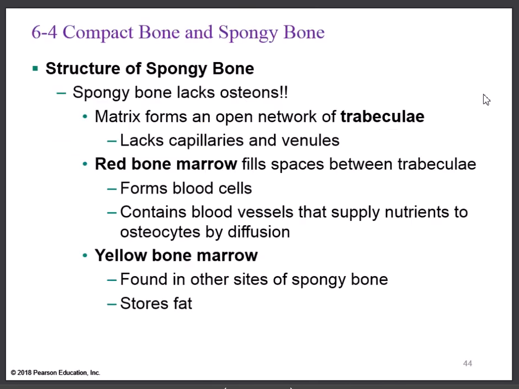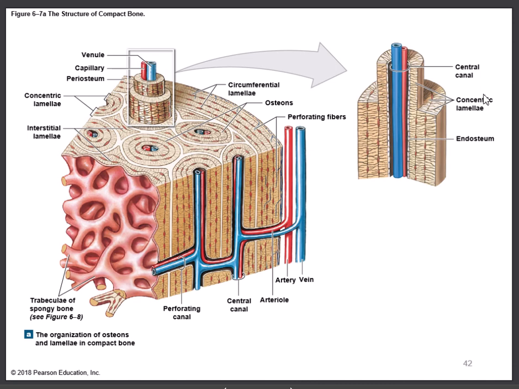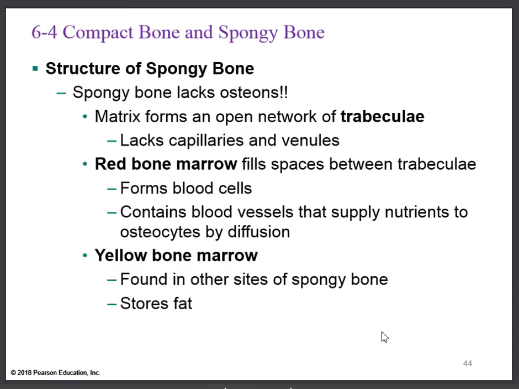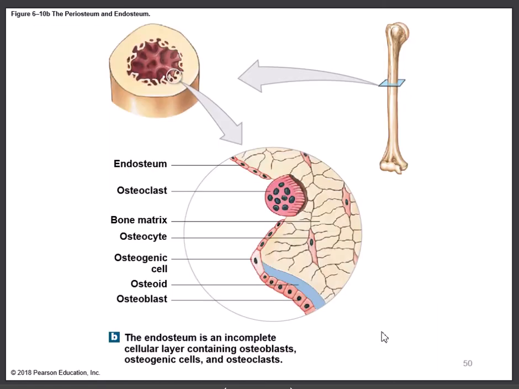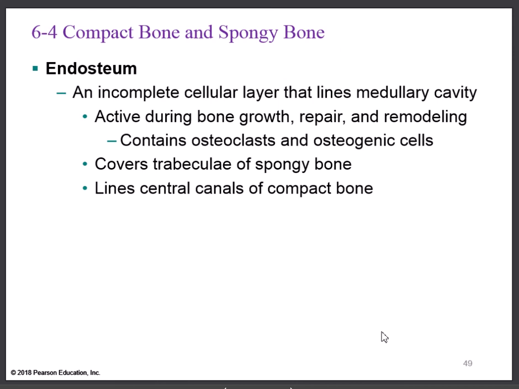Actually, if we go back to this one here, all of this red lining on the trabeculae of the spongy bone is going to be endosteum. Then the endosteum would line also the perforating canal, and it would line the central canal like that also. So all these internal canals. Here you could actually see, here's the central canal, and here's the endosteum right there. That inner lining right there. Okay, so I hope everybody wrote that down: medullary cavity and the central canal and perforating canal.